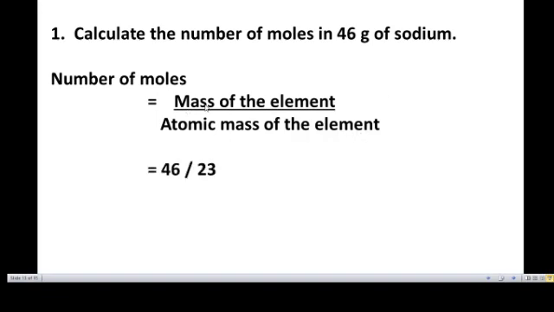So substitute the values. Mass of the element, that is the given mass, is 46. Atomic mass of sodium is equal to 23. Okay, atomic mass of that element, that is sodium, is equal to 23. So the mass of the element, the given value, is 46. 46 by 23 is equal to 2 by 1, which is equal to 2 moles of sodium. This is the number of moles. 2 moles of sodium is present in the 46 gram of sodium.